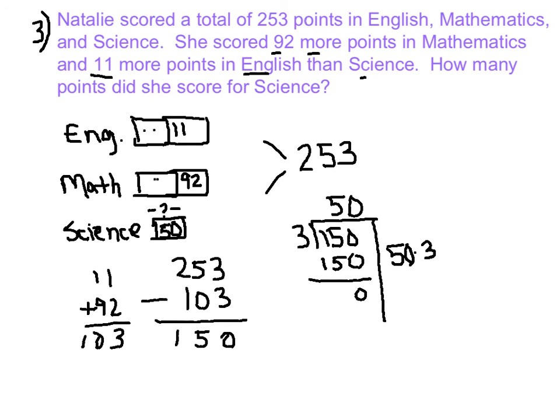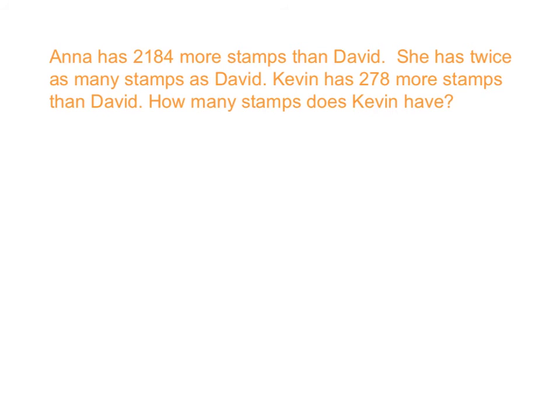All right. Okay, good job on that last one. All right, now we're going to keep track of more stamps. These children sure do like to save stamps, and they sure do have a lot of those stamps because Anna has 2,184 more than David. All right, off you go. Draw a representation of this problem, and then when you're doing your work, stop the video, restart it when you're ready to see the solution, and correct any errors you might have made.